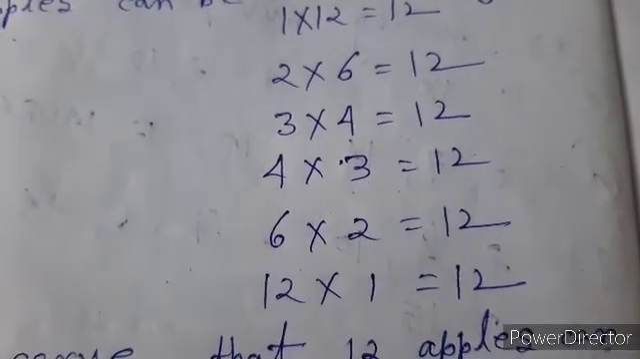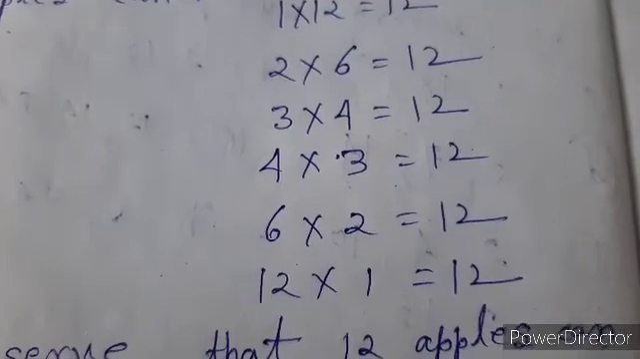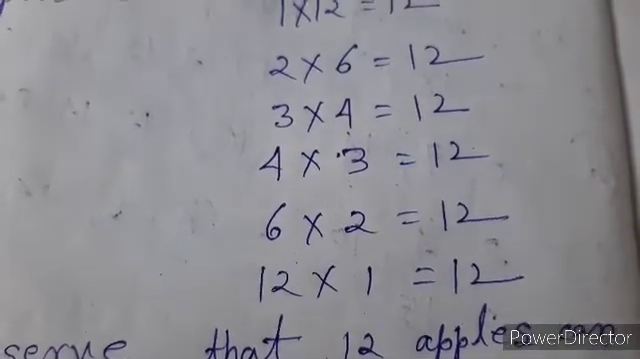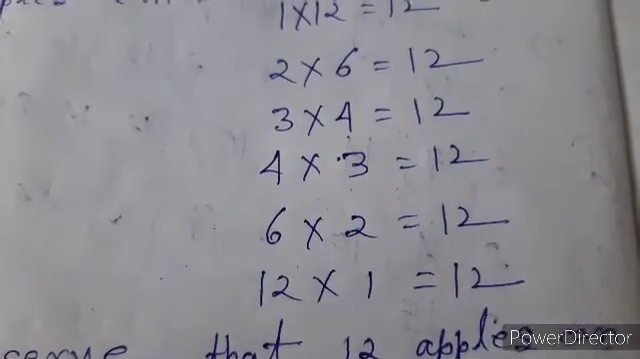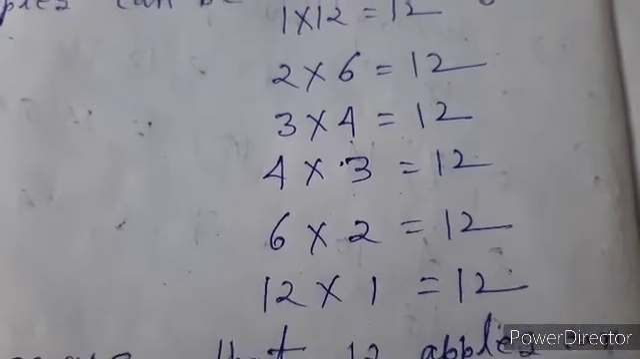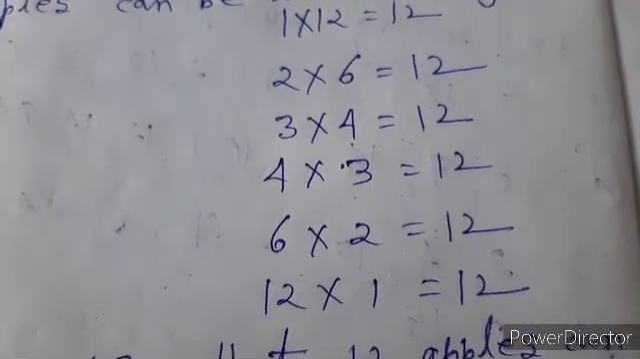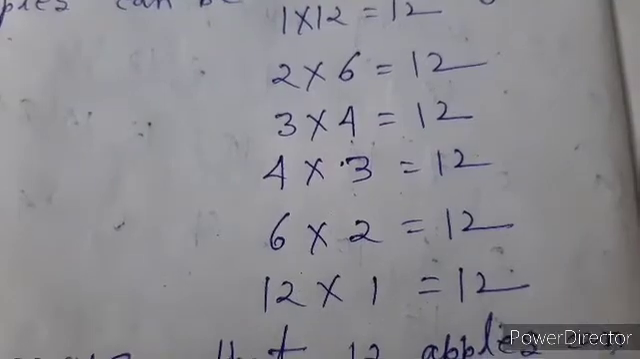4 into 3 is equal to 12. That means there are 4 groups of 3 apples. 6 into 2 is equal to 12. That means there are 6 groups of 2 apples. And 12 into 1 is equal to 12. That means there are 12 groups of 1 apple.